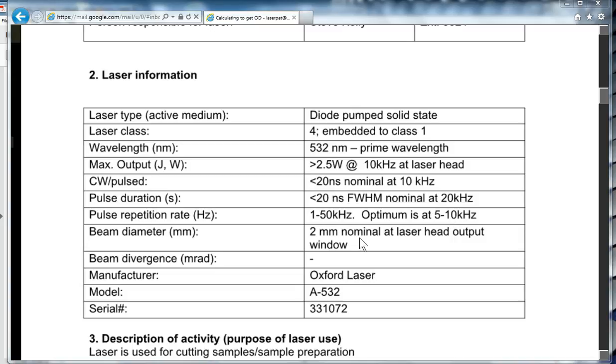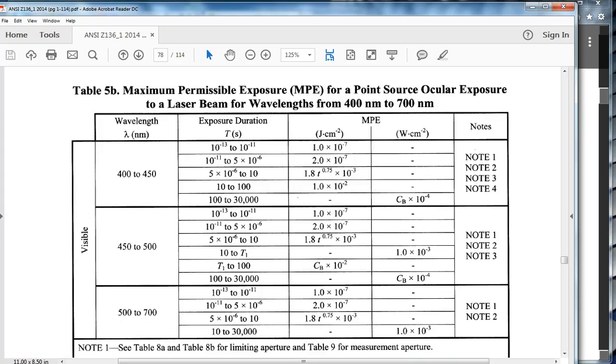The other thing is, at the output of the head, we have a beam diameter of 2 millimeters and no divergence information. So we'll talk about how we'll handle that. First, let's see if this 20 nanoseconds really makes a difference, what do we want to do with the 20 nanosecond pulse duration. So let's look at the standard.